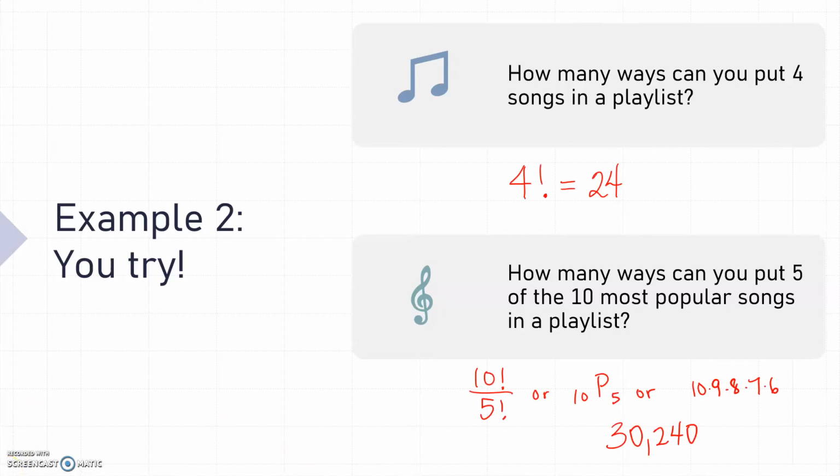So here were my solutions to that example. There are 4 factorial ways to put 4 songs in a playlist if you're using all of them. There are 10 times 9 times 8 times 7 times 6 ways to put 5 songs in a playlist if you're choosing from 10, and that would be 10P5, which is 30,240. All right, thank you so much.